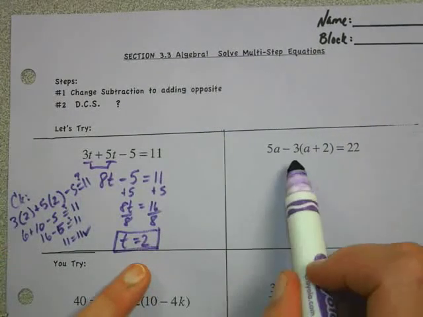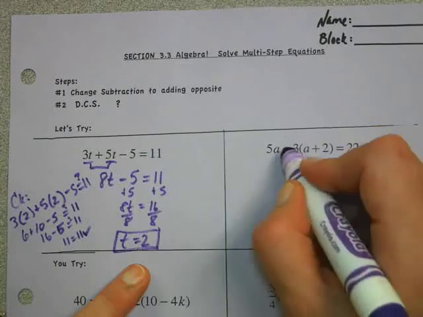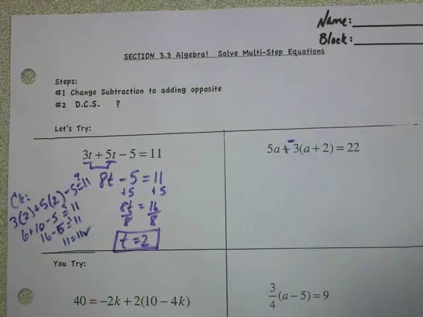Okay, you're going to try this one. You're going to distribute the -3. So if you don't change it to plus a negative, you're going to have a problem. So go ahead and distribute, pause the video, and then come back and see how you did.